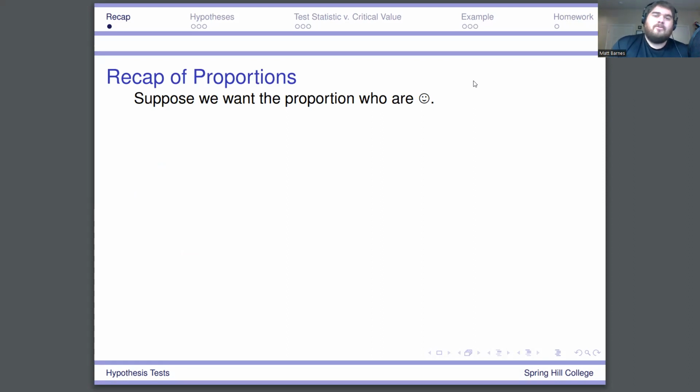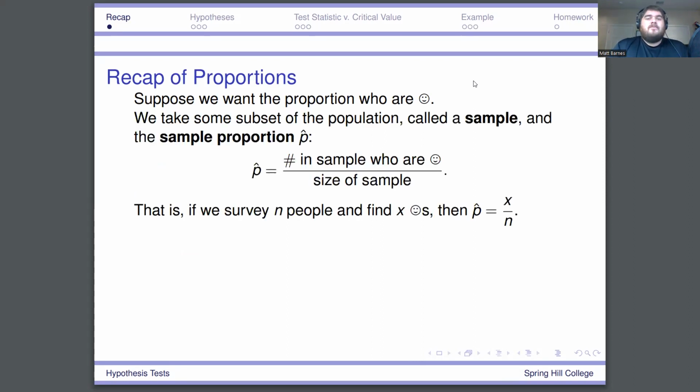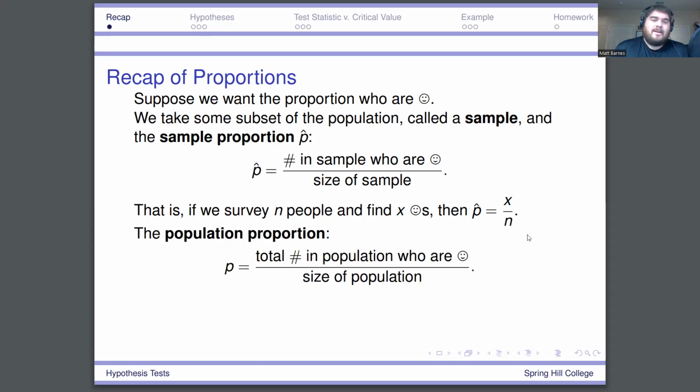Let's suppose we want a proportion of people who are happy. Then what we would do is take a sample and find our sample proportion. That's our p hat, this little guy with the hat right here. Find our p hat: just the number of people in our sample who are happy over the total number of people in our sample. So everybody we asked, that number goes on the bottom. Everybody we asked who said that they're happy goes on top. So we take n people and survey them. We find that x people are happy. Then we would get p hat as x over n.